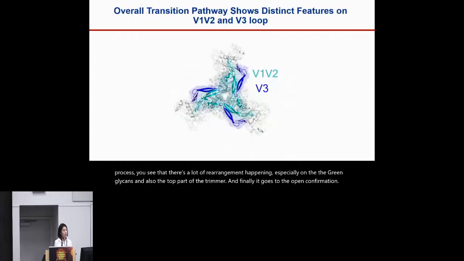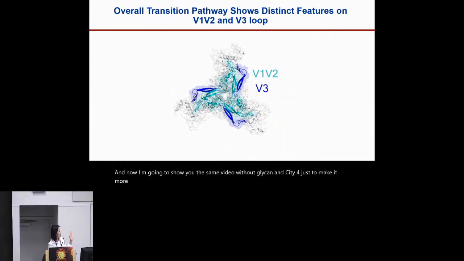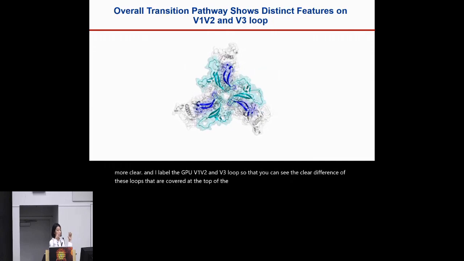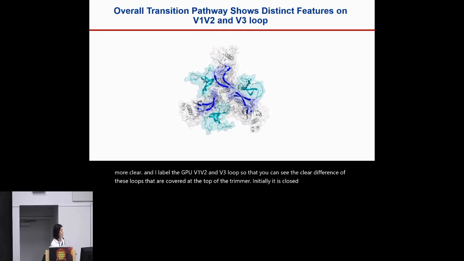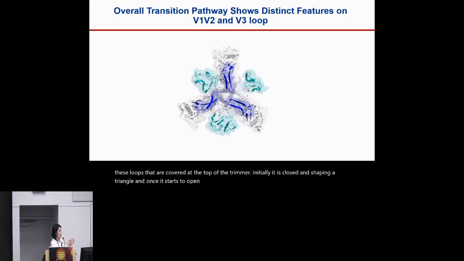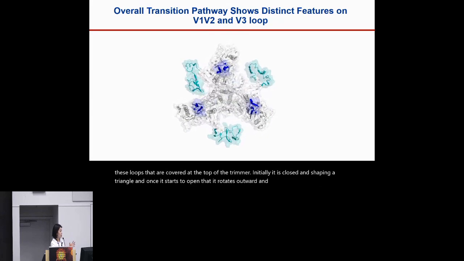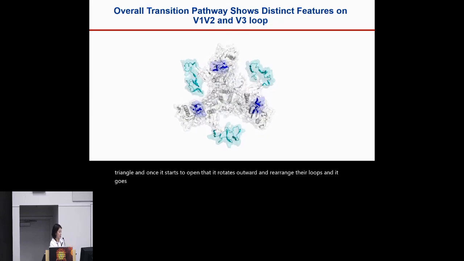Now I'm going to show you the same video without glycan and CD4 just to make it more clear. I labeled the V1, V2, and V3 loops so that you can see the clear difference of these loops that cover the top of the trimer. Initially, it is closed and shaping a triangle. Once it starts to open, it rotates outward and rearranges the loops, and it goes to the open conformation at the end.